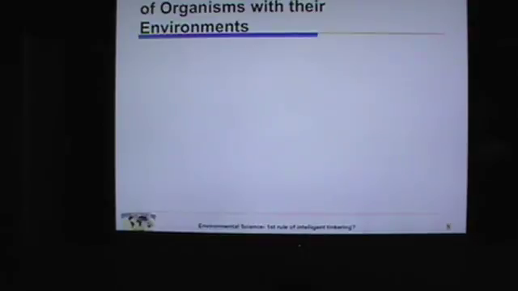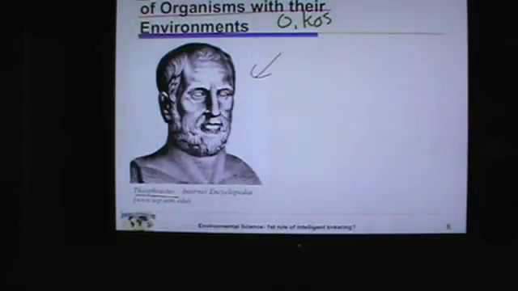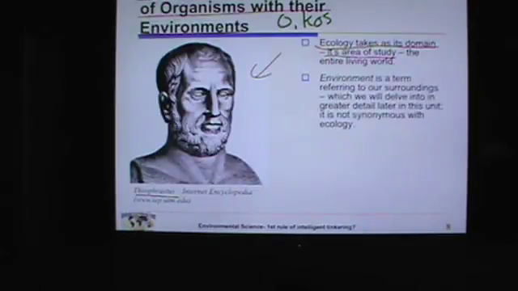Some fundamentals of environmental science. Ecology is one of them. Study of interactions of organisms with their environments, more than one environment. So, you could put quotes on that one too. You may see that definition in the future. The term oikos, Greek for ecology, and this is a Greek guy, Theophrastus, we'll talk a bit about what he did. Ecology takes its domain, its area of study, the entire living world.